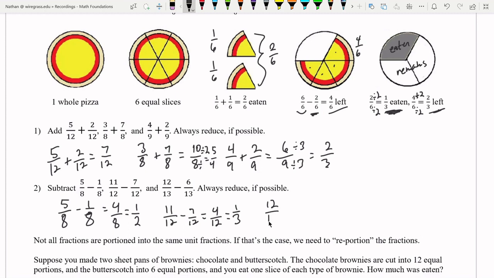And finally, 12/13 minus 6/13 is going to be 6/13. 12 minus 6 is 6. In all these cases that I've shown here, the denominators were always the same, and that's not always the case. If the denominators are not the same, we have to actually reportion, quote unquote, reportion the denominators until they are the same, and then we can actually do the operation.